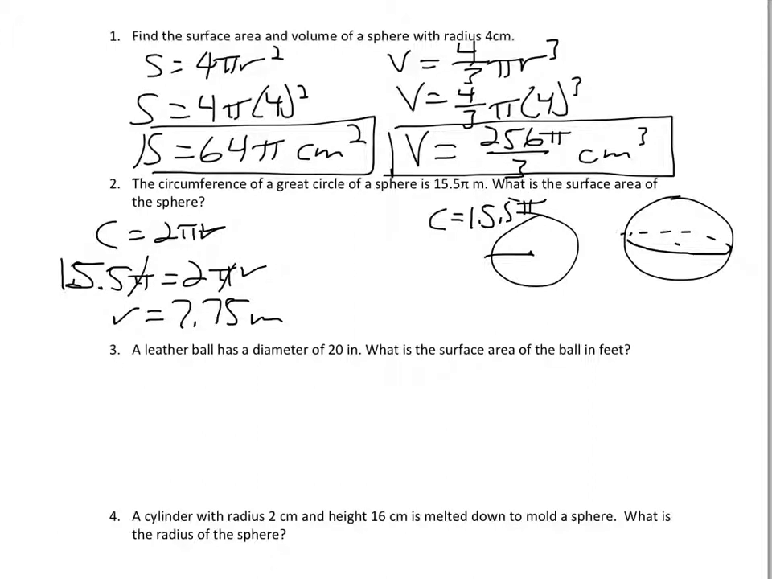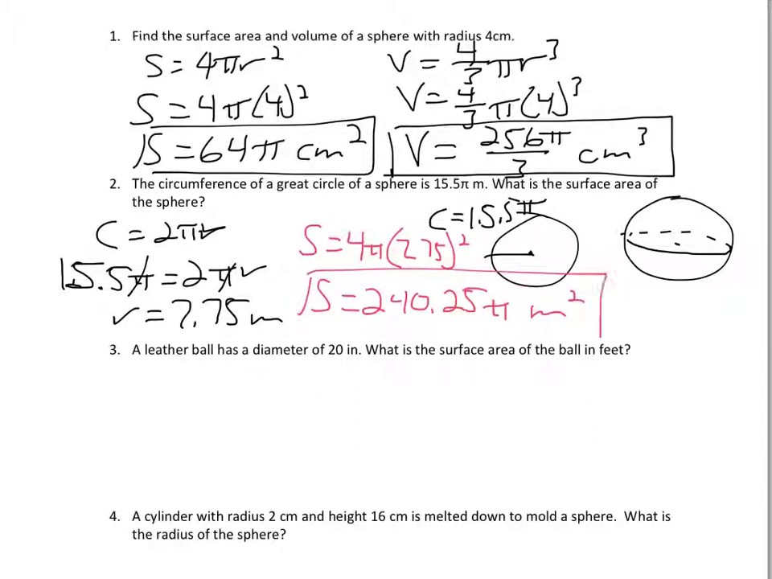Okay, now with that, we can find the surface area. So the surface area formula, 4 pi r squared, where r is 7.75 squared. So 7.75 squared is 60.0625. Multiply that by 4, and we get S equals 240.25 pi square meters. Okay, so that's how you're going to use a great circle. This is a great circle, right? It's a circle that cuts right through the center of a sphere.